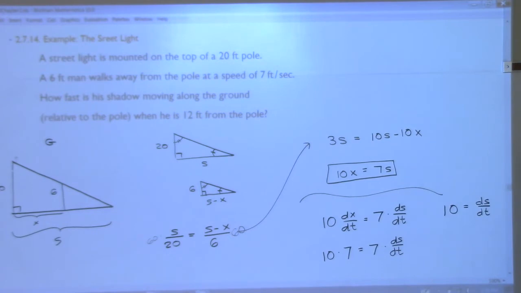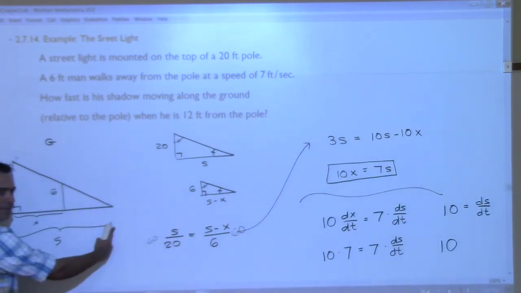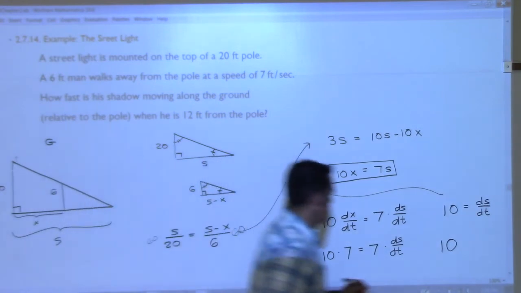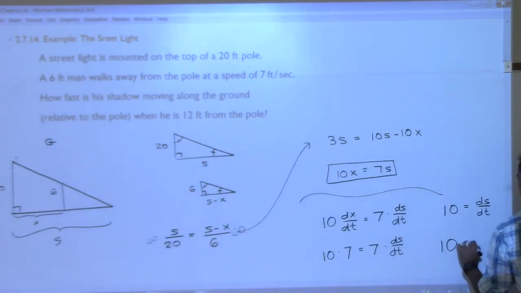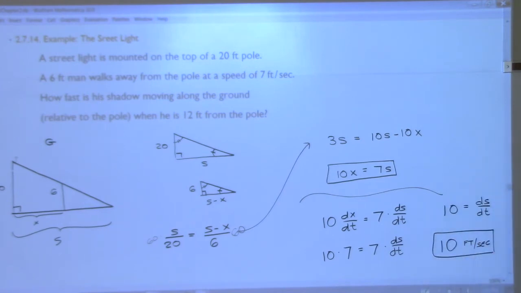And 10 is measured how? 10 what? S is the distance from here to here, and the distance we're measuring in feet, and time is in seconds. And remember I said you were all wrong, right? Why are you wrong? Because this is a constant, right?